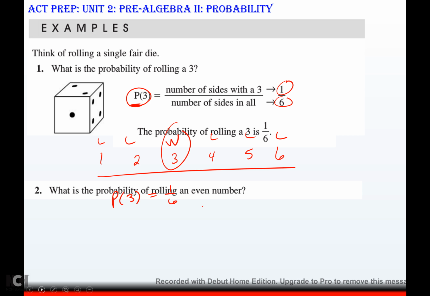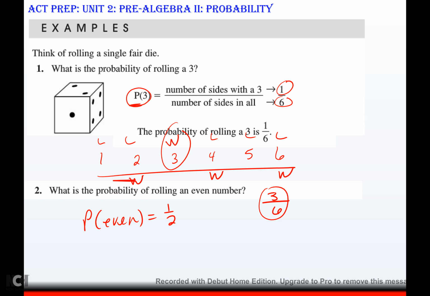What is the probability of rolling an even number? Well, that would make 2 a winner, 4 a winner, and 6 a winner. So there's 3 ways to get an even number out of 6. So the probability of rolling an even number is 1/2, because I reduced that. Okay?